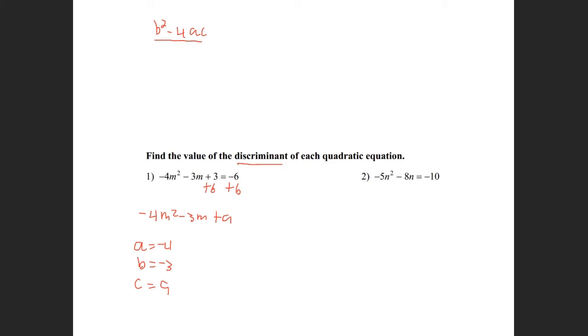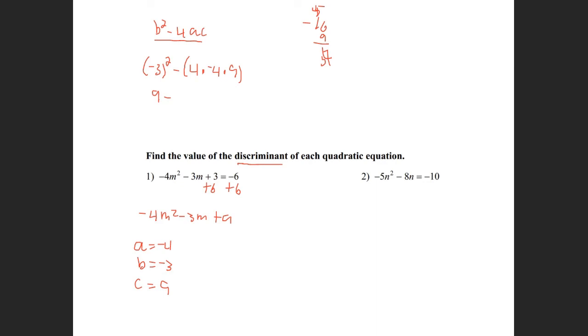So if I plug this in here, this is going to be -3 squared minus 4 times, and I usually put parentheses here, -4 times c, which is 9. -3 squared is +9 minus, so that's -16 times 9. So that's going to give me, oops, I did this wrong.